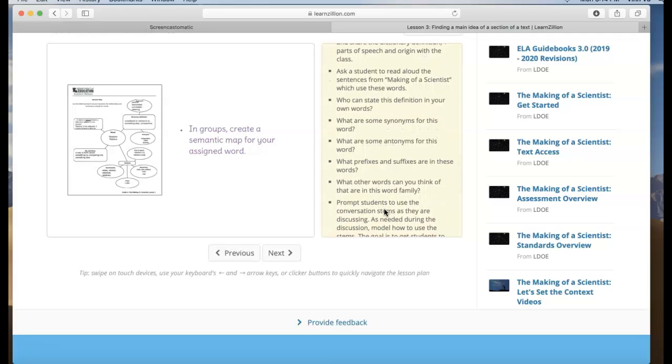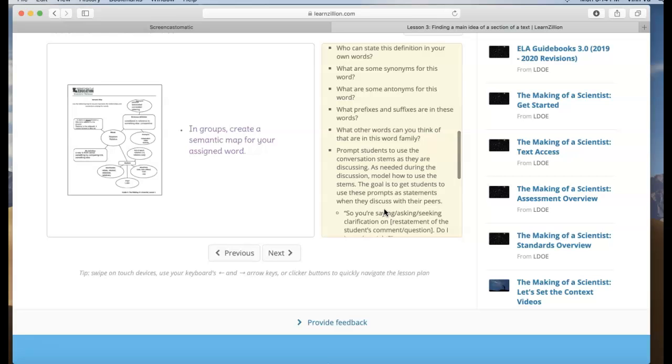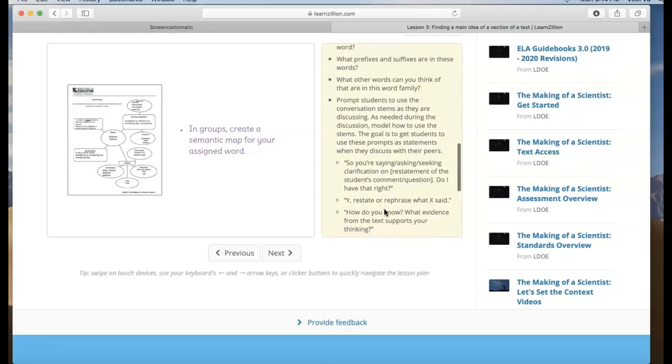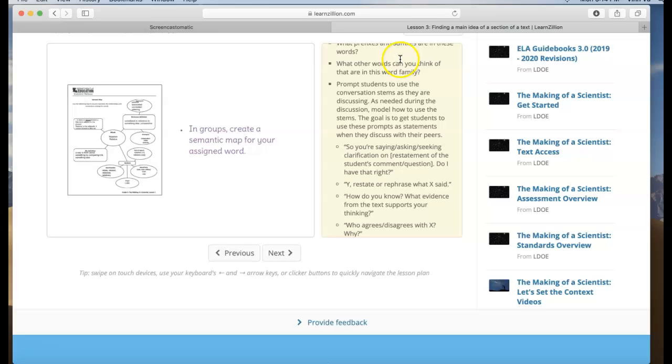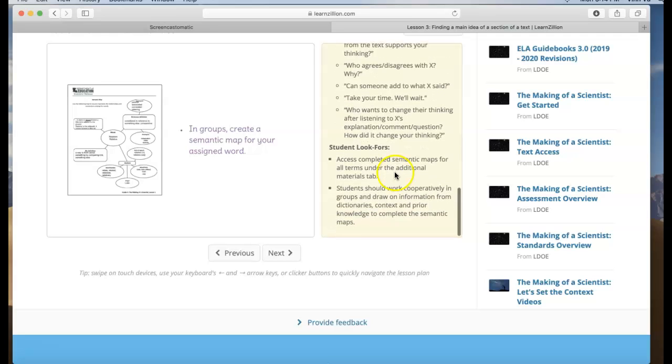So make sure you read aloud the sentences from The Making of a Scientist. Who can state this definition in your own words? What are the synonyms, what are the antonyms, what prefixes and suffixes are in these words? What other words can you think of that are in this word family? You can search up the definition of word family. Make sure you're using your conversation stems. Make sure you are working cooperatively in groups and draw on information from dictionaries, context, and prior knowledge to complete the semantic maps.